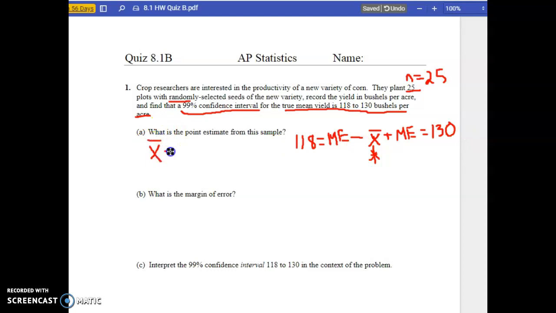That is 124. So the x bar here is 124. That's the best estimate for the population mean. We created this interval around that point estimate.